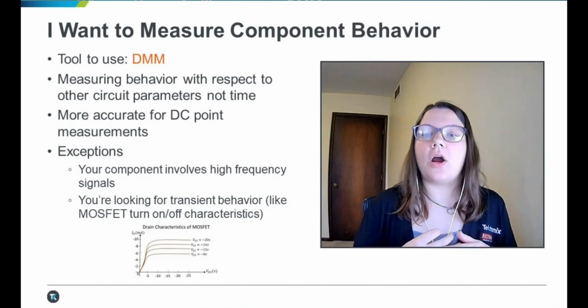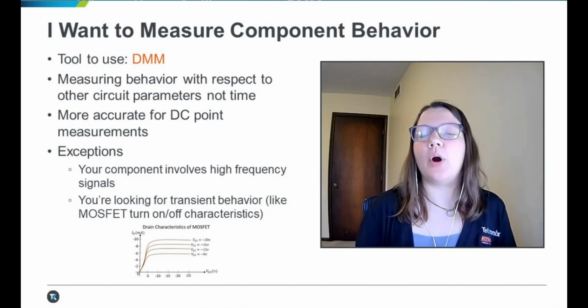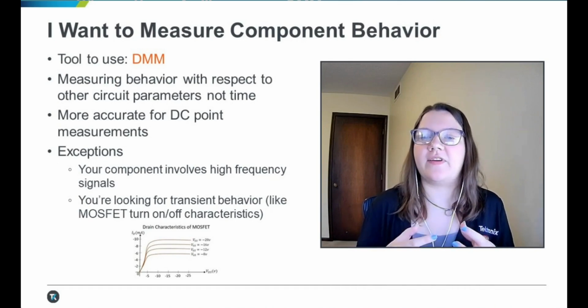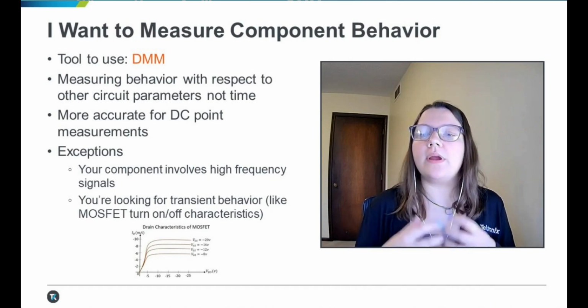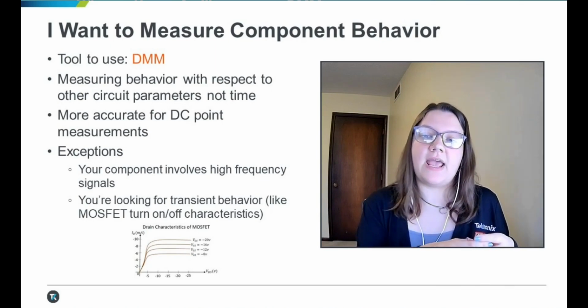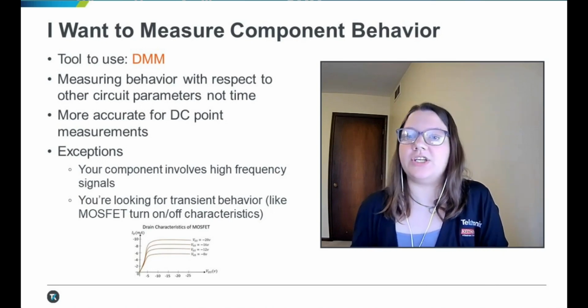So DMMs are better tools for understanding component behavior and characterization, because typically when we're looking at the behavior of a device like, say, a MOSFET, we're looking to characterize how the voltage and current of that device is changing with respect to other conditions in the circuit.